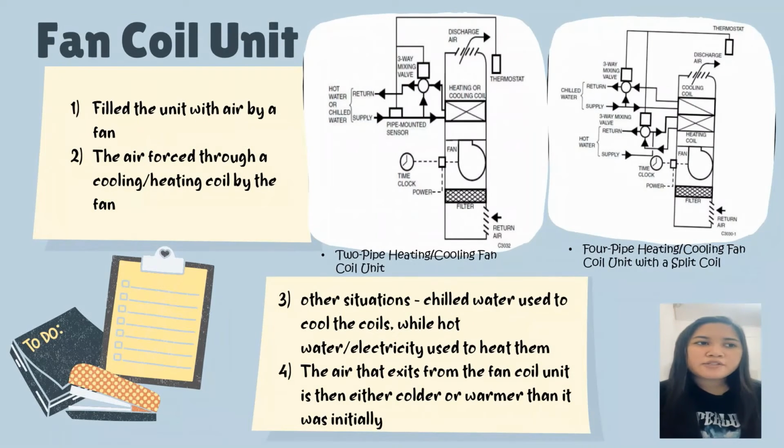The air is then forced through a cooling or heating coil by the fan. In other situations, chilled water is used to cool the coil, while hot water or electricity is used to heat them. The air that exits from the fan coil unit is then either cooler or warmer than it was initially.